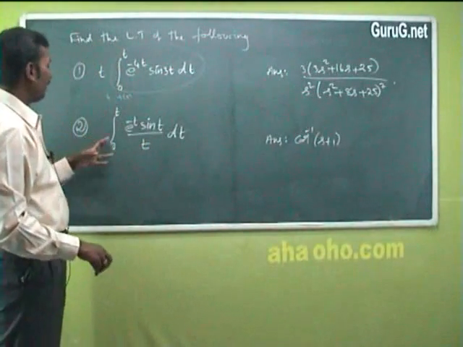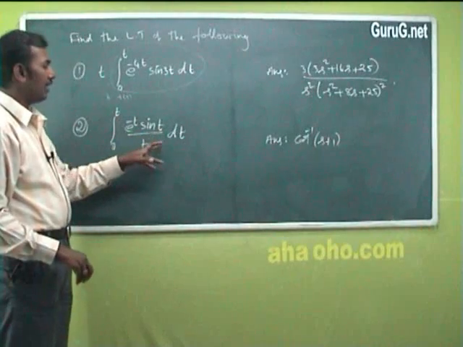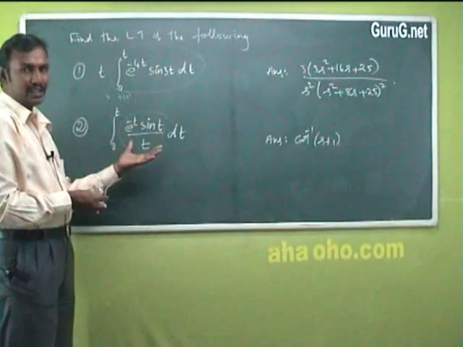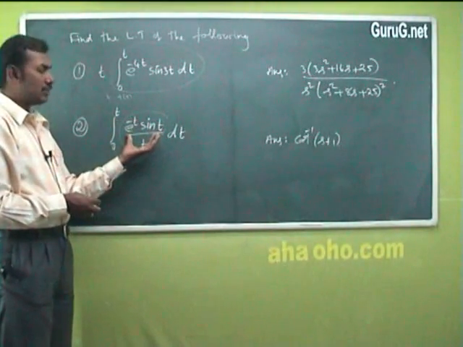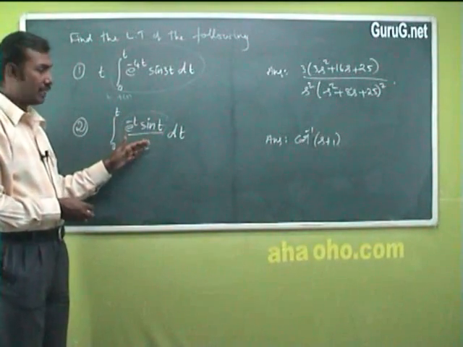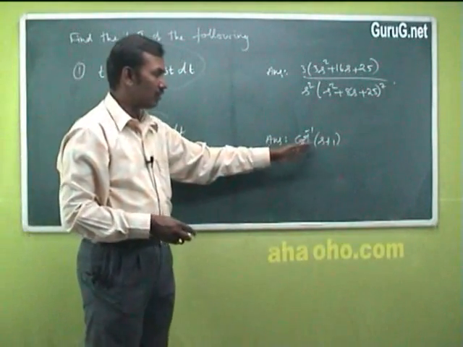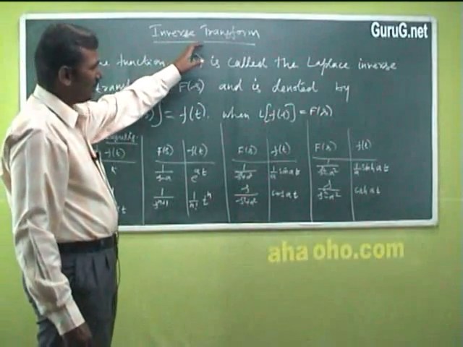The second one, integral 0 to t e power minus t sin t by t into dt. This is the usual method, isn't it? If we take this whole thing as f of t, the Laplace of the integral is 1 by s into the Laplace transformation of this. Again it is of the form f of t by t. We apply that rule. We have already done this type of problems, and verify that the answer is cot inverse of s plus 1.